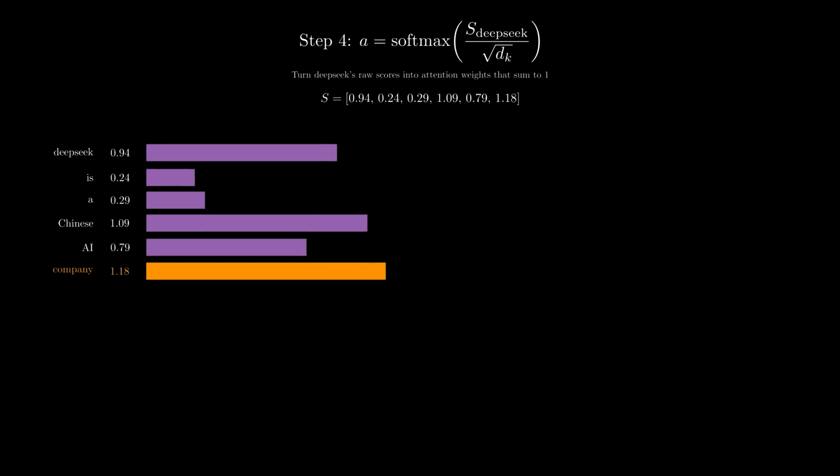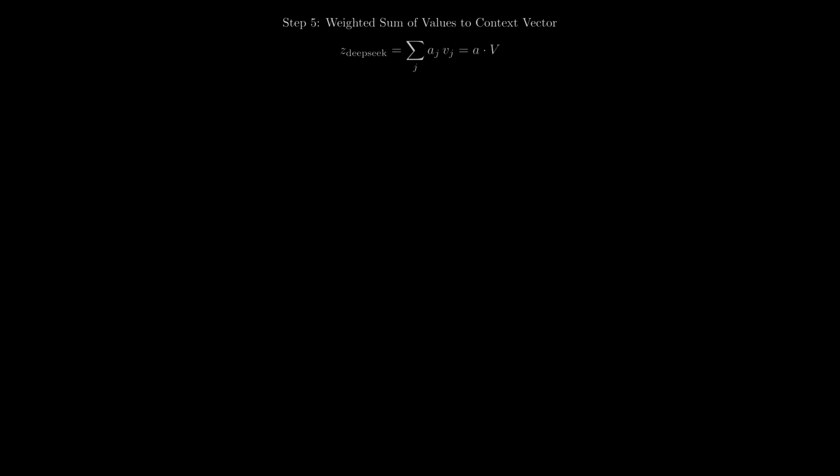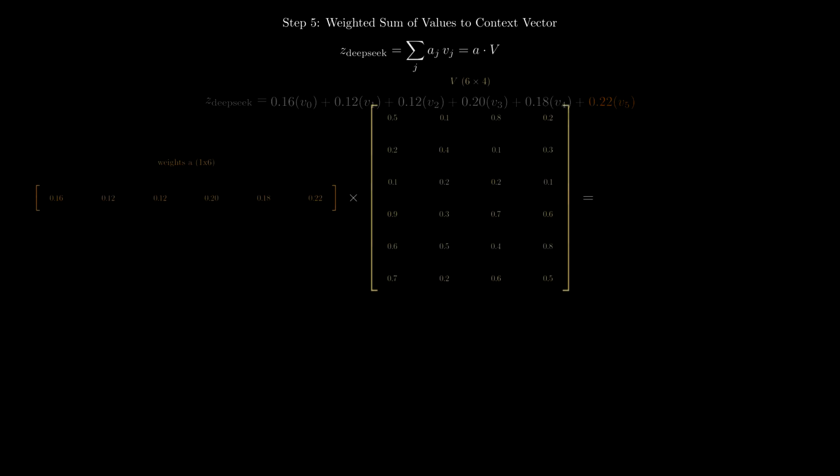Since dk is equal to 4, we scale raw scores by the square root of dk, dividing by 2. Softmax gives clean weights, 22% attention to company. Weighting the values yields Z DeepSeek, our token's new context-aware vector.